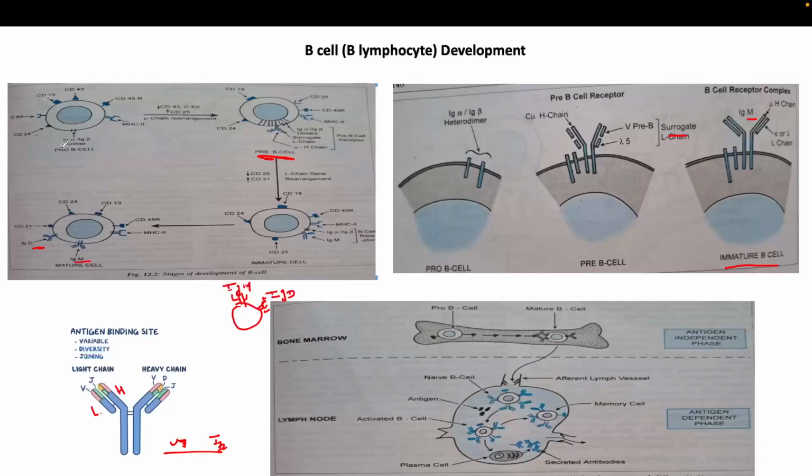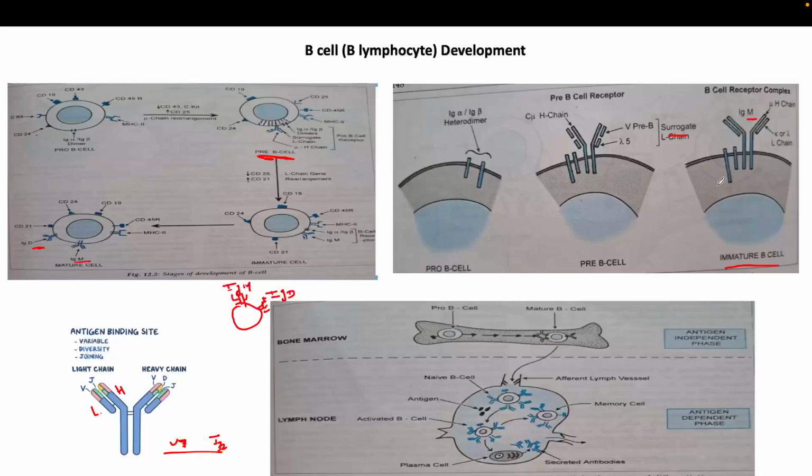Okay, so in the case of pro B cell, firstly the immunoglobulin alpha and beta dimer will be present, and then when it is converted into pre B cell, during this duration heavy chain rearrangement will take place, and in pre B cell the heavy chain will be present, and meanwhile the light chain rearrangement will start, and once it is converted into the immature cell, the intact IgM molecule will be present on the surface of the B cell, and once it is converted into the mature B cell, it will have both the antibodies IgD as well as IgM.